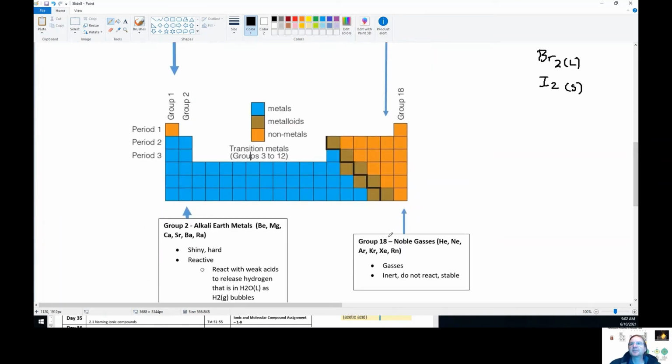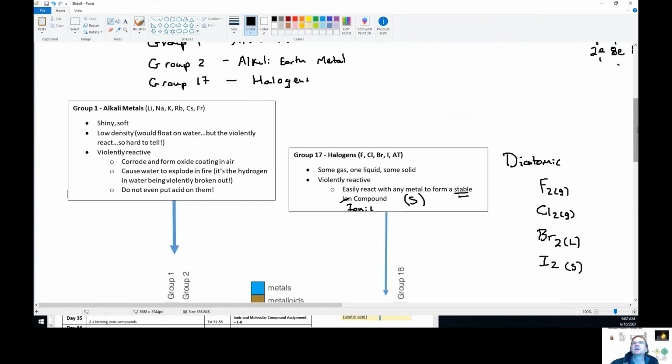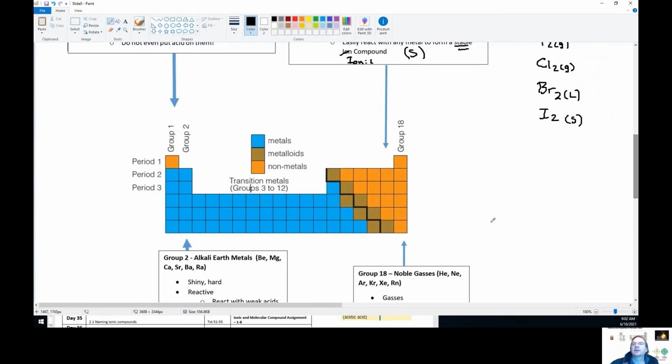Last, group 18, noble gases. Well, they're gases: helium, neon, argon, krypton, xenon, radon. They are inert. They do not react. So yes, these are the properties. Why do these groups have these properties? That's what we're going to look at next. Ultimately, it's the valence electrons, the outside electrons. It's all about the valence. All right, so let's take a look.